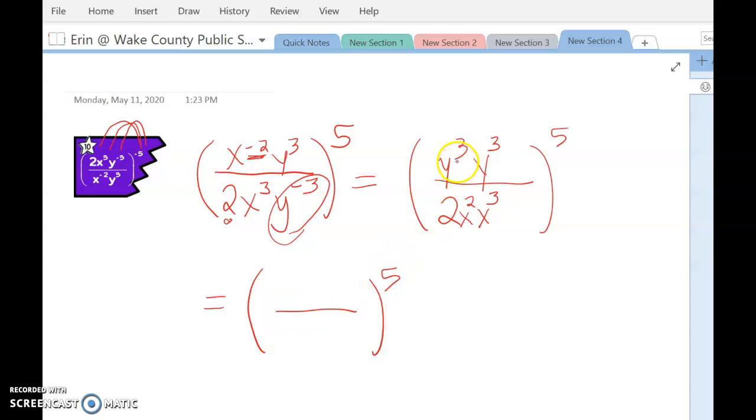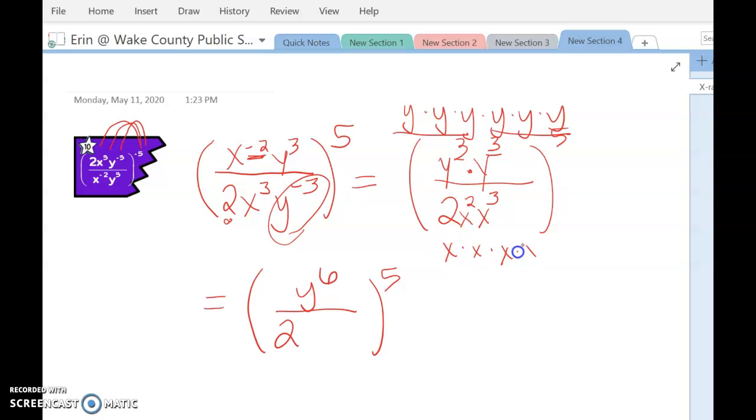On top, I have y to the 3rd times y to the 3rd. Remember, if I wrote that out, I have y to the 3rd times y to the 3rd. If I recondense them, it's going to be y to the 6th. On the bottom, single coefficient, 2. And then I have x squared times x cubed, so I have x to the 5th. I'm really just adding those exponents.